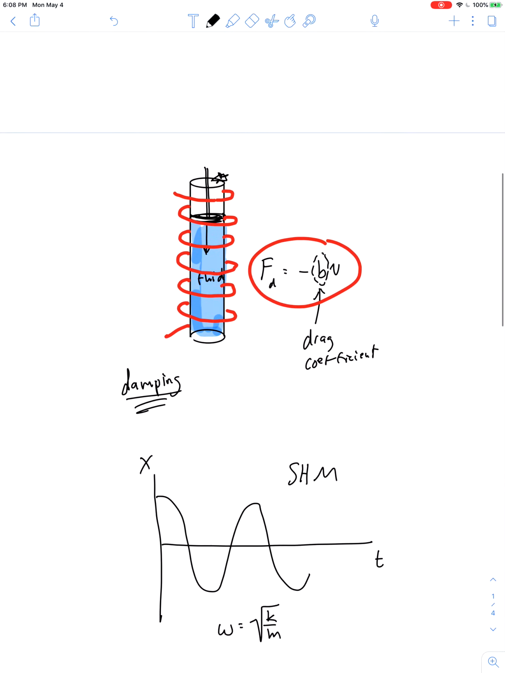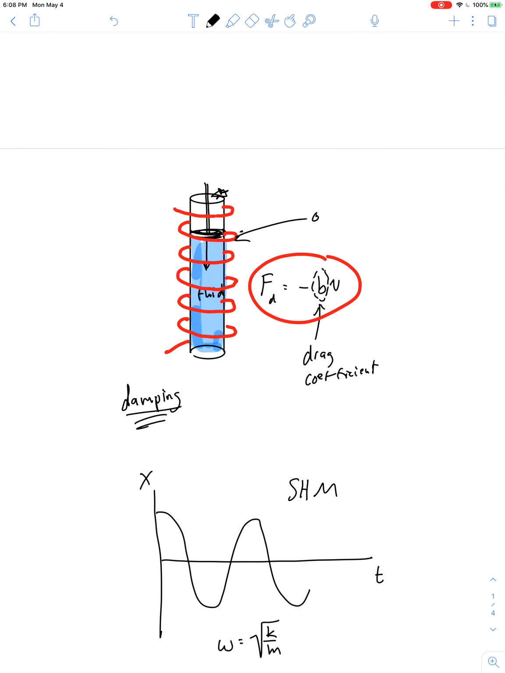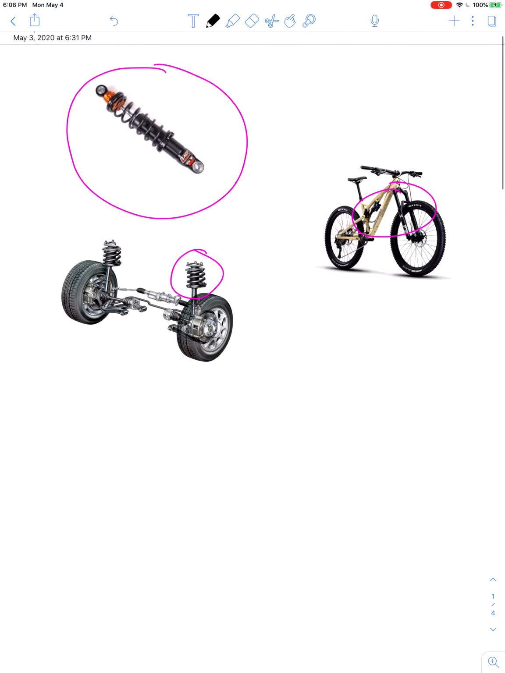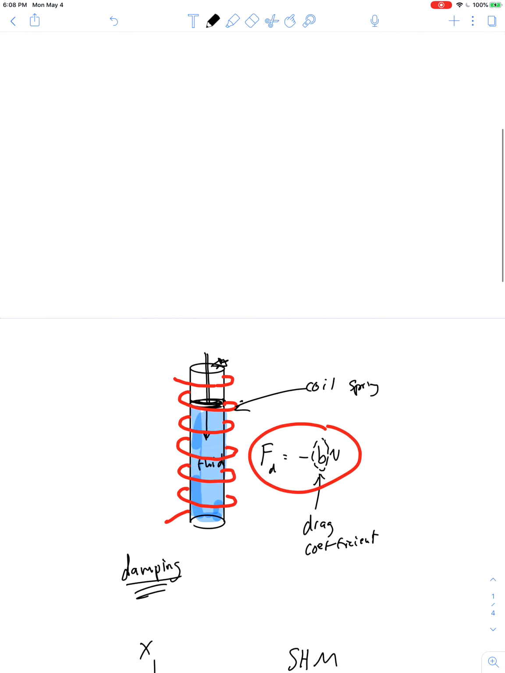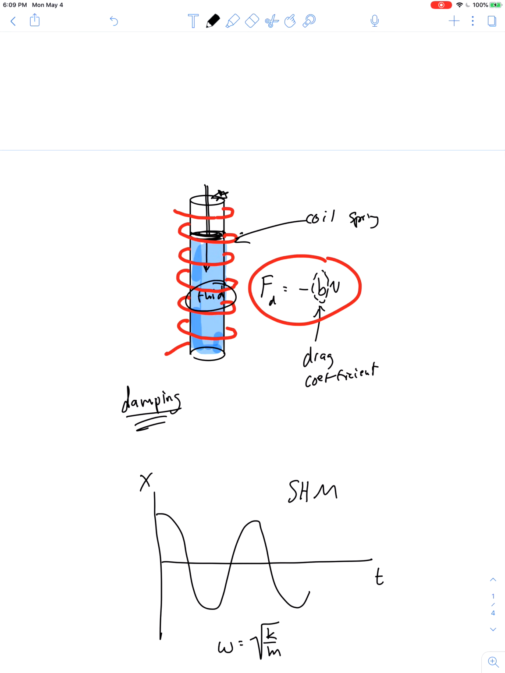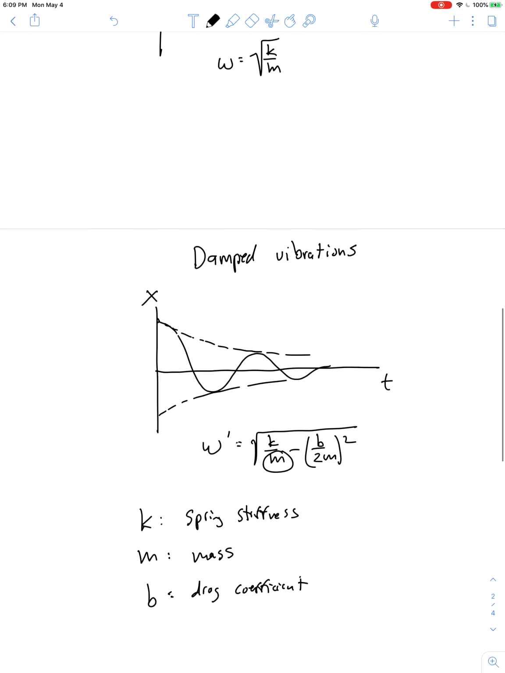Okay, k, we know that's the spring stiffness, so that has to do with the properties of the coil spring. Mass, well, gosh, in your car, the mass is mostly the weight of the vehicle. The mass, in the case of your mountain bike, is mostly the mass of the rider. But in any case, we're all pretty clear what m stands for. And then b is the drag coefficient, and that depends on the viscosity of the fluid and the surface area of the piston that has to push through that fluid.